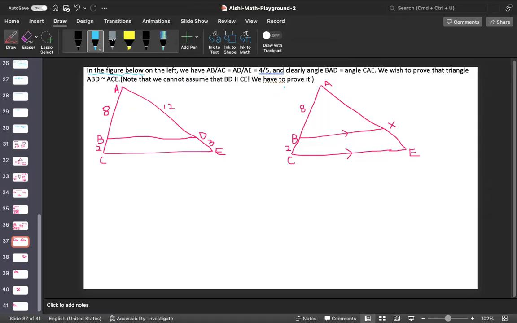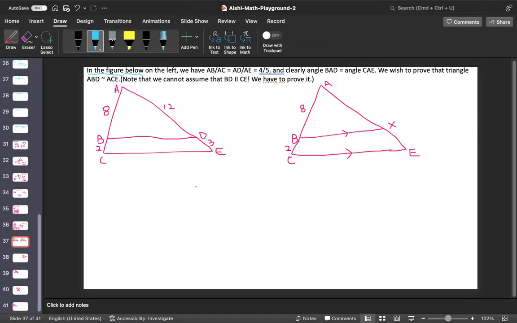So since we seem really stuck, we're going to make the same triangle, but we're going to take a point X on line AE as shown on the right, so that we can say that BX is parallel to CE. Now all we have to do is prove that X is the same point as D.